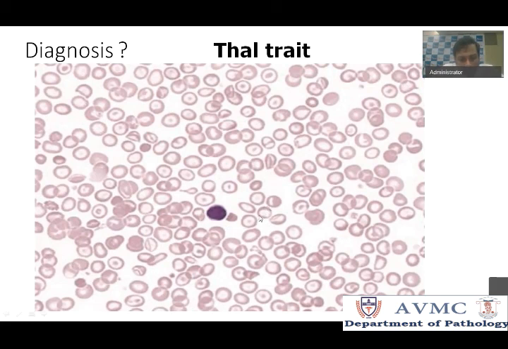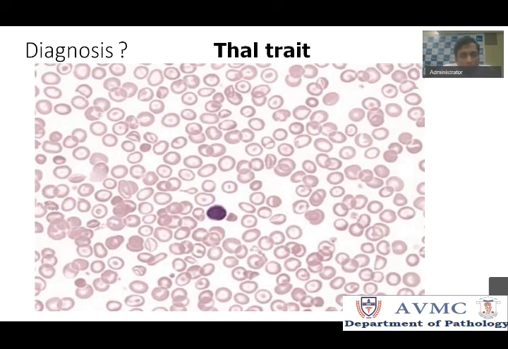Okay, so it's microcytic RBCs, and you find the central pallor is more than 1/3 of the diameter, correct? So this is hypochromia. So this is microcytic hypochromic. The differential diagnosis includes iron deficiency anemia, correct? And thalassemia. So to differentiate now, you need to see other findings.